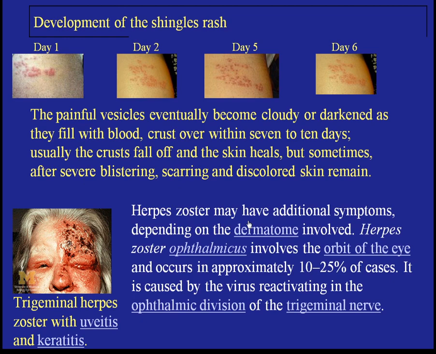Herpes zoster may have additional symptoms depending on the dermatome involved. For example, herpes zoster ophthalmicus involves the orbit of the eye and occurs in approximately 10 to 25% of cases. It is caused by the virus reactivating in the ophthalmic division of the trigeminal nerve.